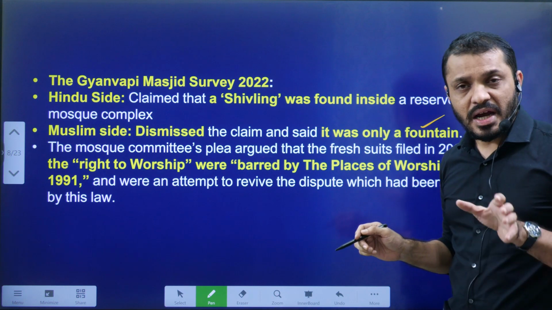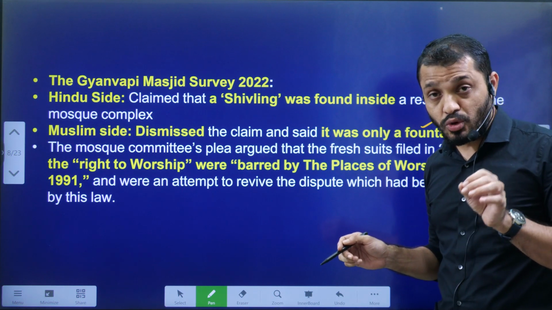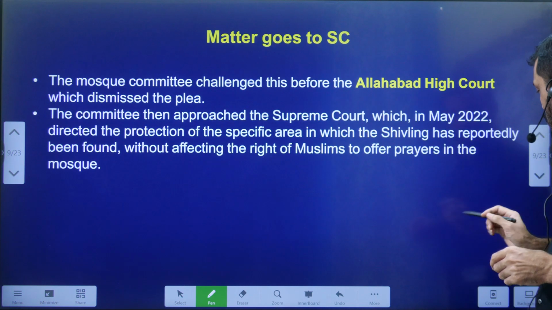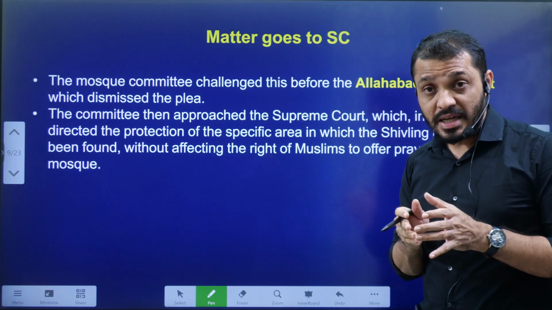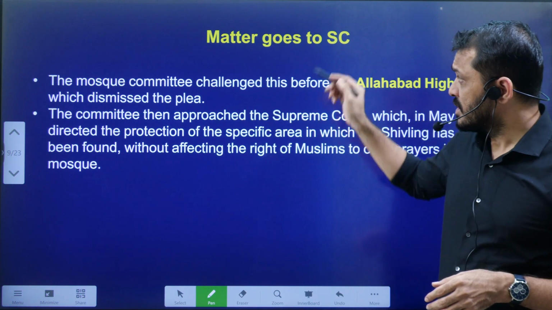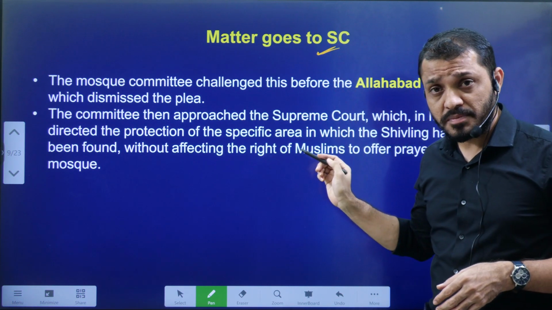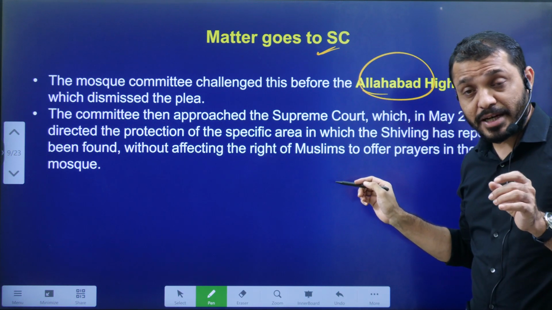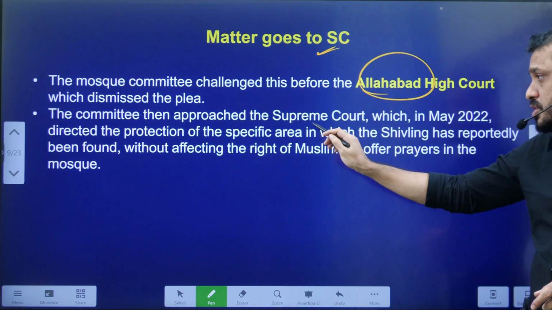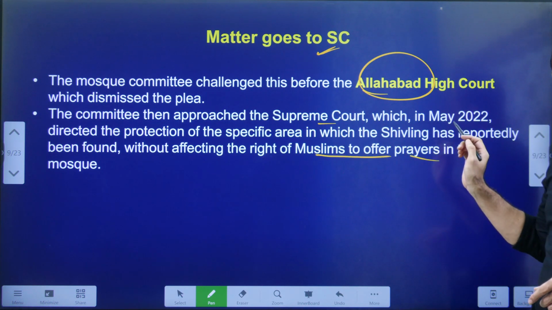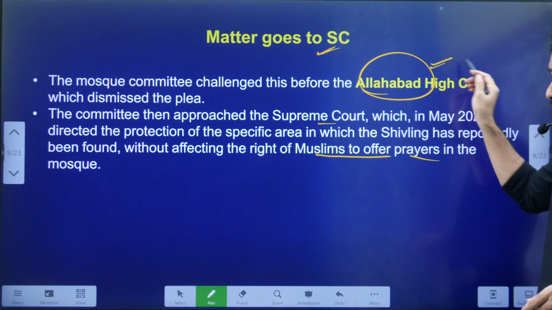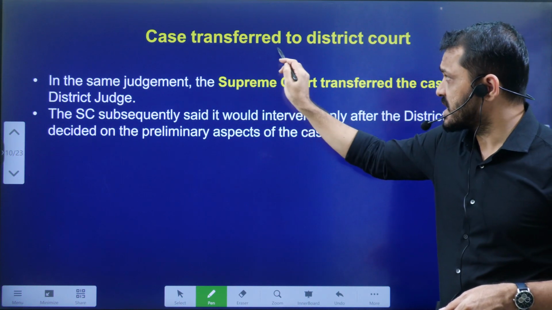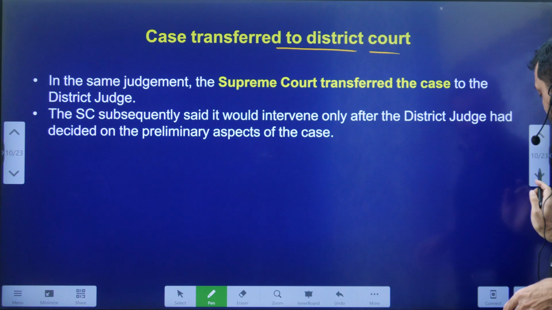Already I told you. And Muslim groups also claim that this comes under the Place of Worship Act, so this dispute cannot be invoked again. The matter goes to the Supreme Court, and the matter was reverted back to the Varanasi District Court. The Varanasi District Court gave a stay on the Allahabad High Court judgment. This case is now transferred again to the Varanasi District Court.